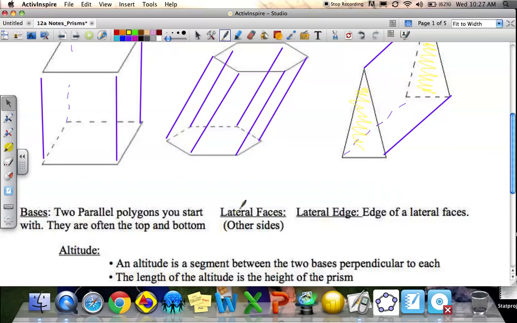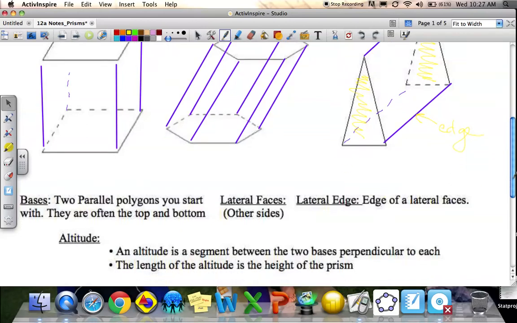Lateral faces. Lateral means sides. Lateral edges are the edges of the lateral faces. So here's an example of a lateral edge. An edge would be here, there would be one up here, and one over here.